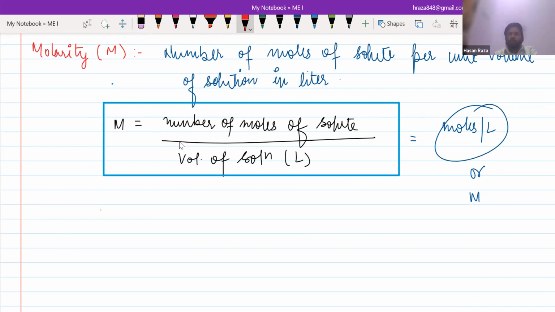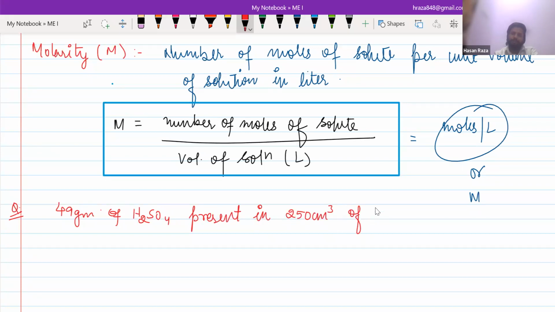So molarity is a formula: number of moles of solute upon volume of solution in liter. So here it gives 49 gram of H2SO4 present in 250 centimeter cube of solution. Calculate molarity. Please do this easy question.